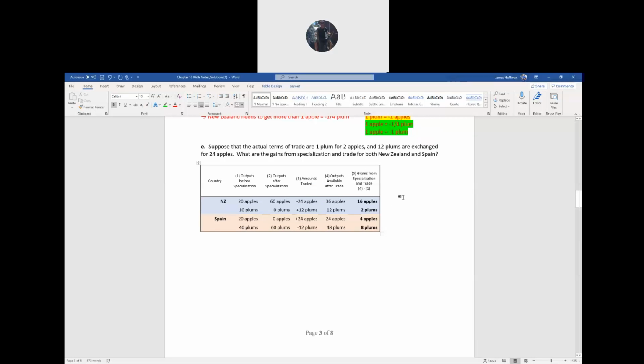Okay. Do we see how I got these? The key here is trying to get column 5, which is to show what they all gain in specialization and trade. Okay, so see that?